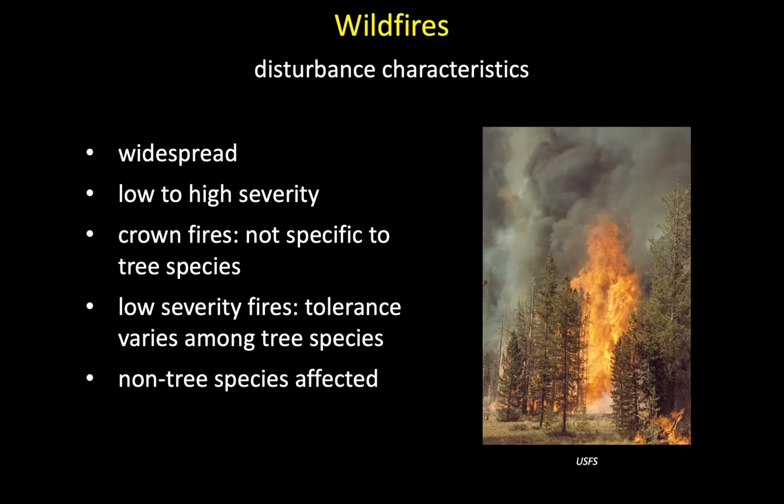Low severity fires are surface fires. They obviously are burning the understory, the herbaceous plants. There is some tolerance to surface fires from tree species that have thick bark, such as ponderosa pine. But other tree species tend to have thinner bark and are killed by surface fires. So there's some variability in tolerance to wildfires, even low severity fires. And obviously non-tree species are affected.